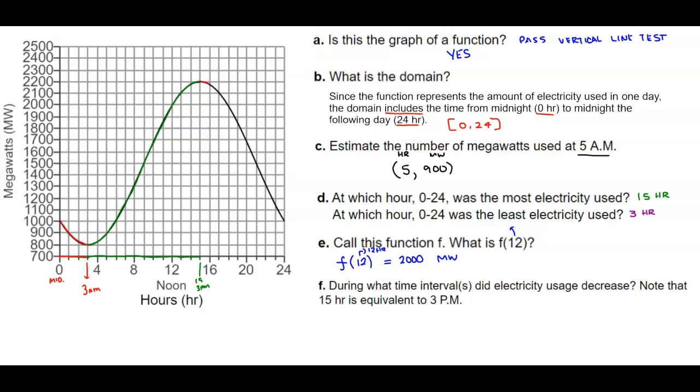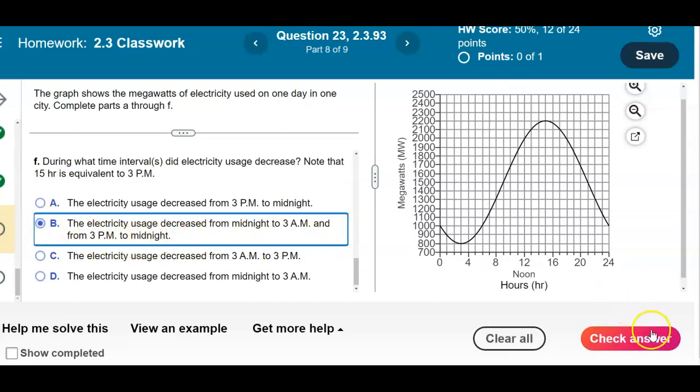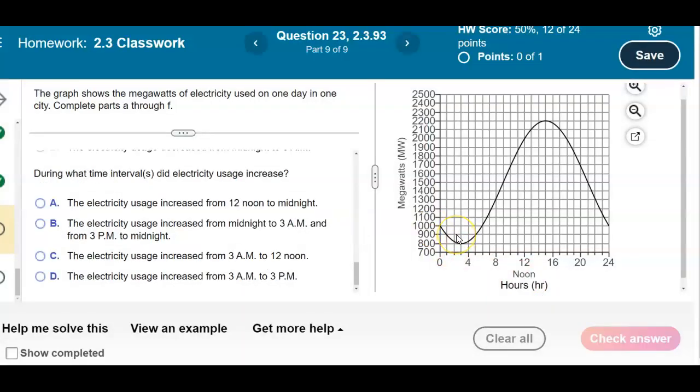It is decreasing from this point all the way down to the 24th hour. So it's decreasing from 3 p.m. to the 24th hour. So let's go ahead and write our answer. Again, it's decreasing from midnight to 3 a.m. and then from 3 p.m. to the 24th hour. So it is decreasing, we said, from midnight to 3 a.m. and then from 3 p.m. to midnight. So it looks like the answer is going to be B. Let's check our answer, and there is our result.